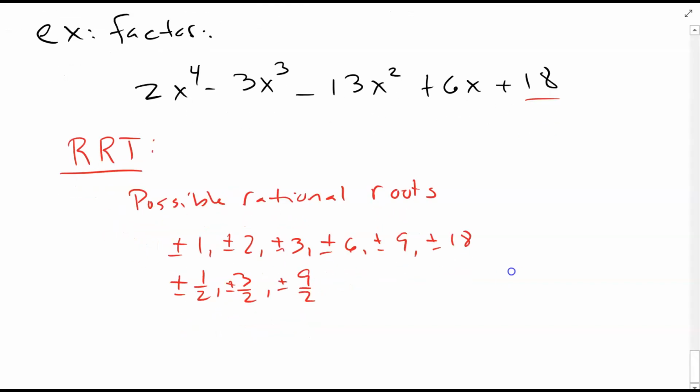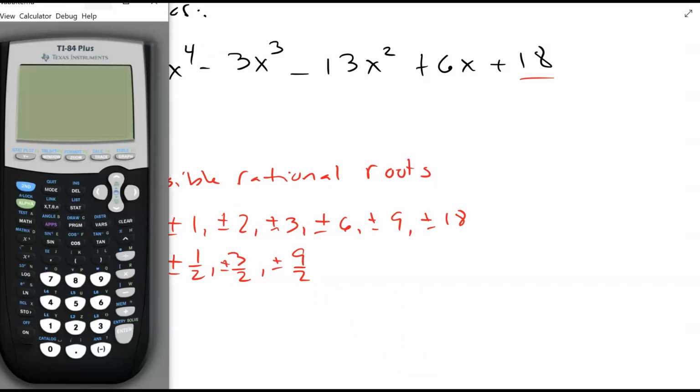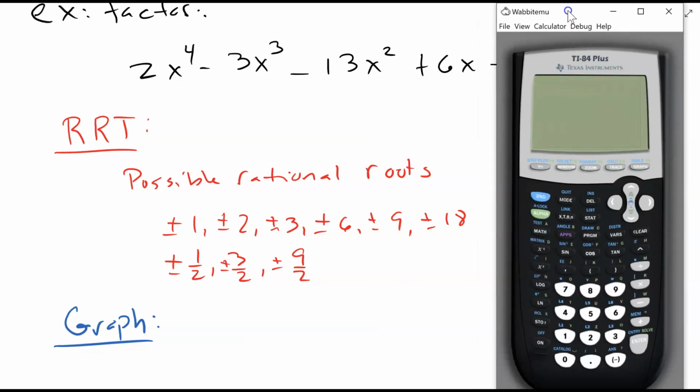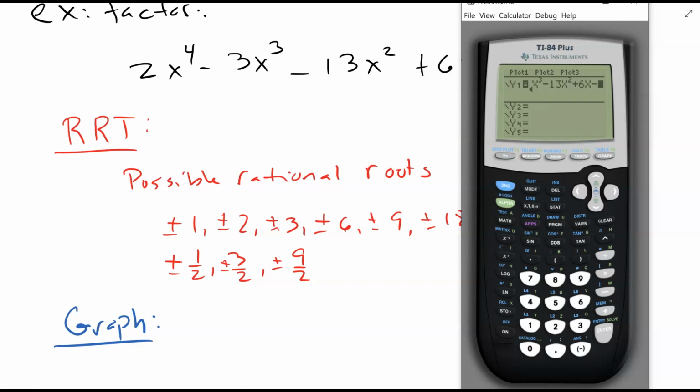Okay. So now I'm going to go to my graph. Clear out what was in there. So I'm going to have 2x to the 4th minus 3x to the 3rd minus 13x squared plus 6x minus, oh, is it plus or minus? Oh, it's plus. Good thing I checked. Plus 18.